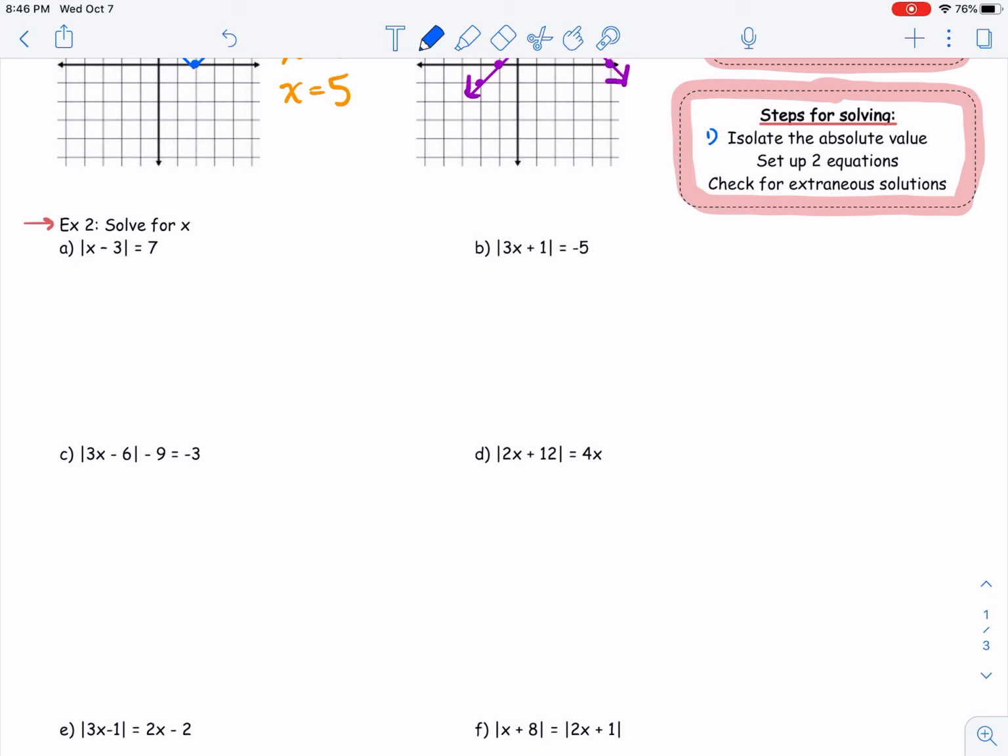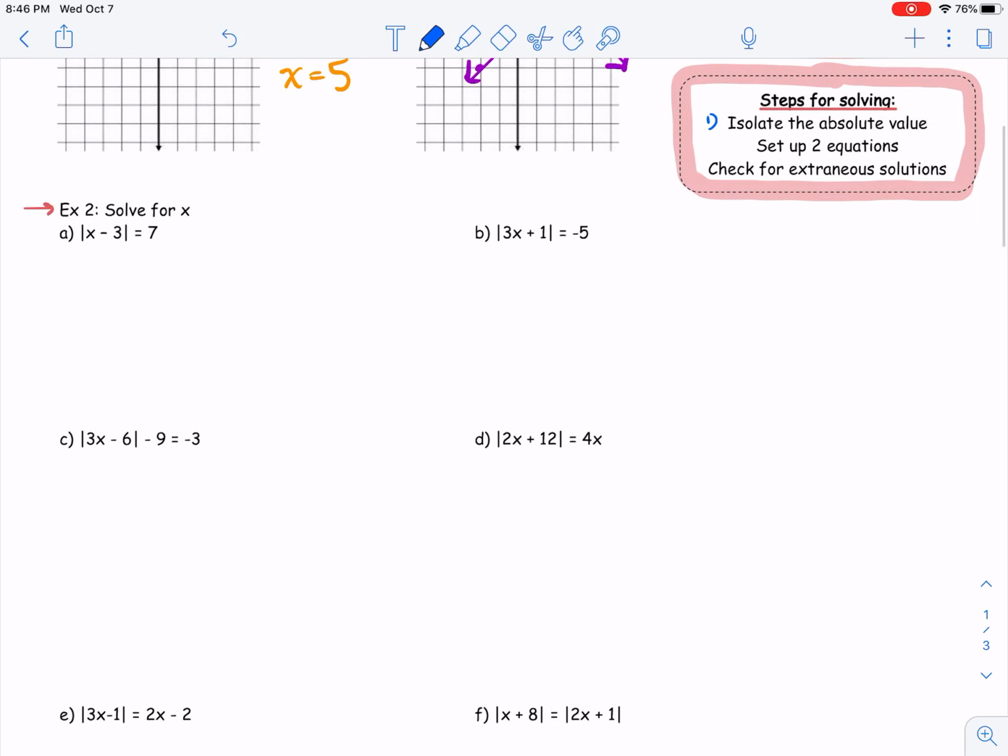But it's extremely important that we do it now because there is such a thing as having an extraneous solution. And we will see examples of that in just a little bit. So here we go. First thing, like I said, is to isolate the absolute value. So when I see example A, the absolute value of x minus 3 is equal to 7, my absolute value is already isolated. So I can go straight to step 2, which is setting up two equations.